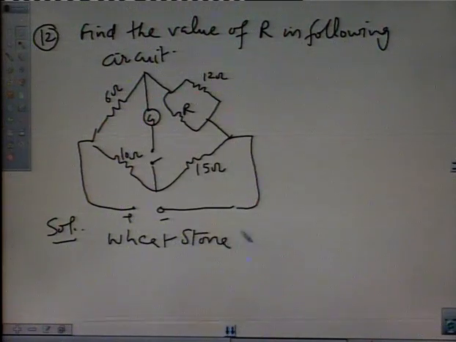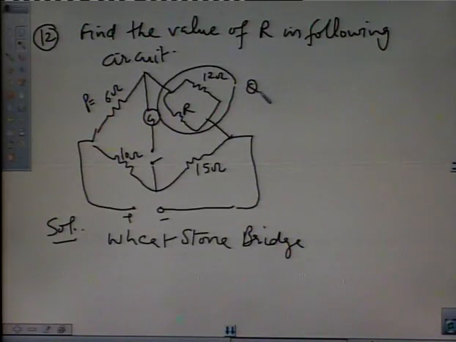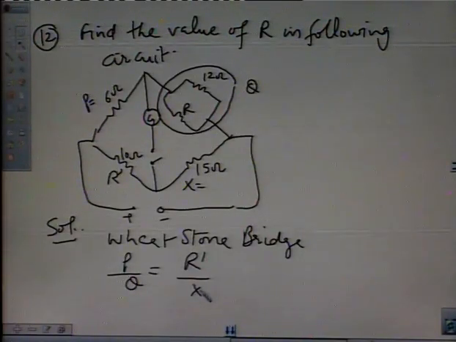In case of Wheatstone bridge, suppose this one is P, and this total resistance is Q, and this is R dash, and this is X. So for Wheatstone bridge, P upon Q is equal to R dash upon X. This is the condition for Wheatstone bridge. So firstly we have to find the value of Q.